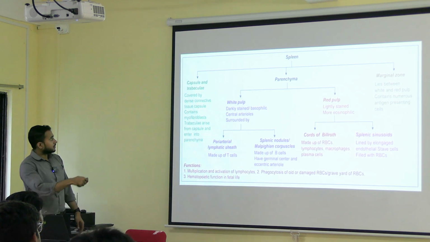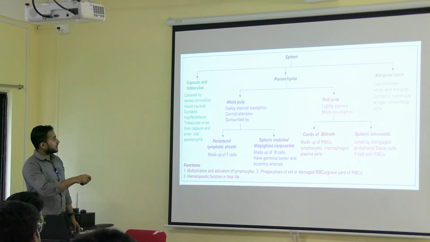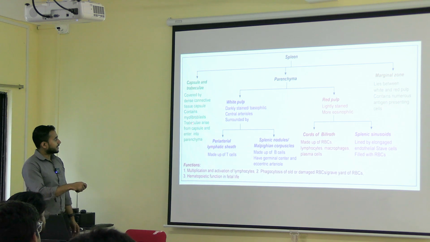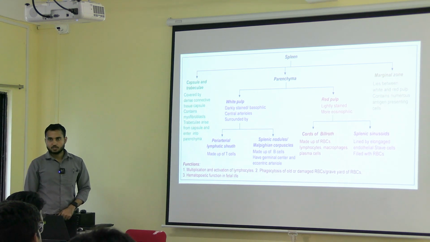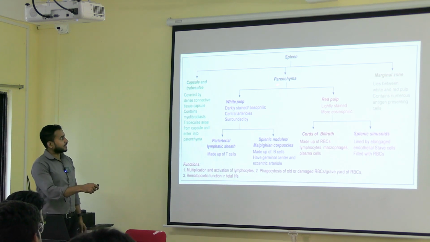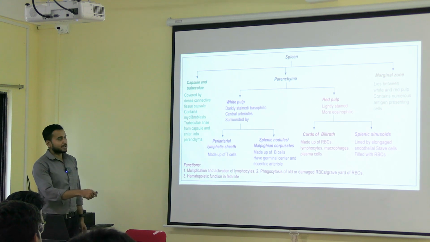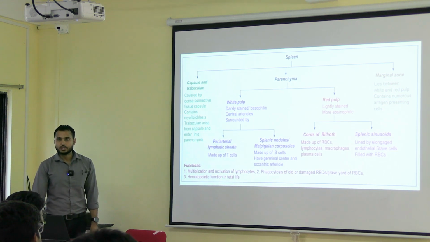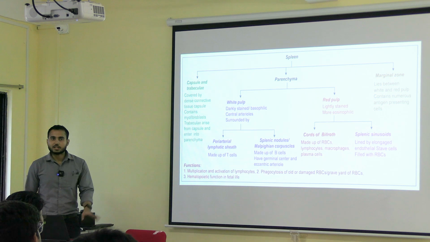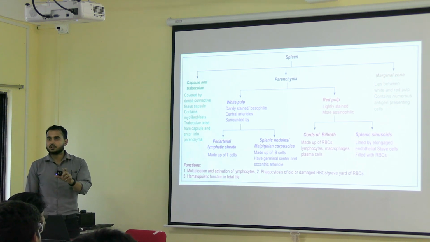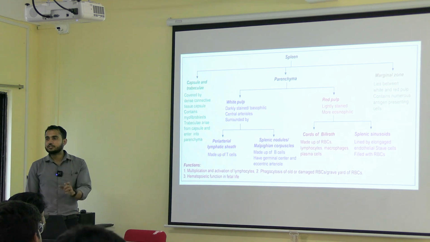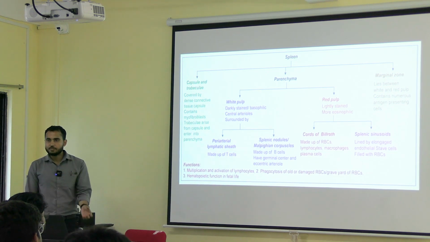Now the capsule, you can see, is formed by dense connective tissue. Myofibroblast cells are there, and from there the trabeculae arise and go deep into the parenchyma of the spleen. Next, the parenchyma is made up of white pulp and red pulp. White pulp doesn't mean that the color is white. Red pulp and white pulp are an important identifying feature of the spleen.